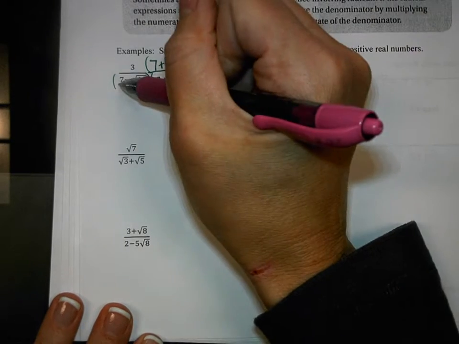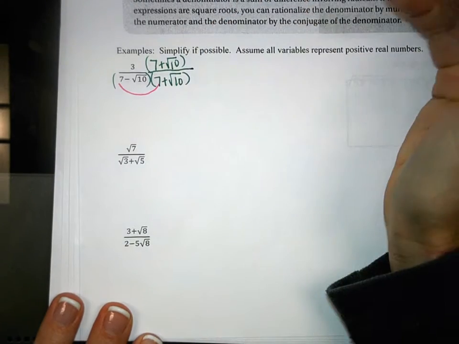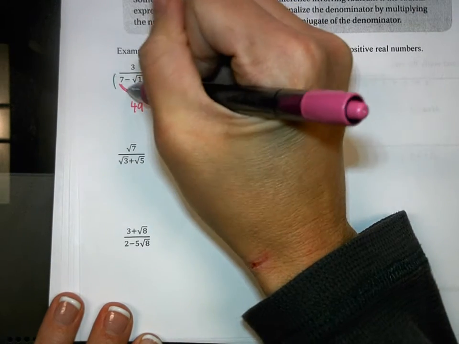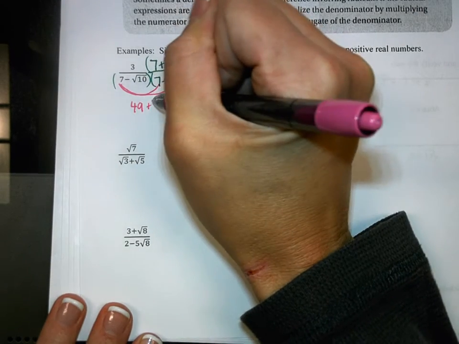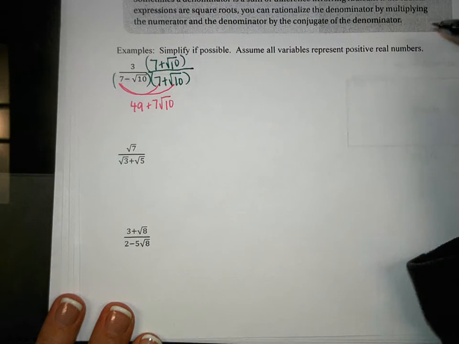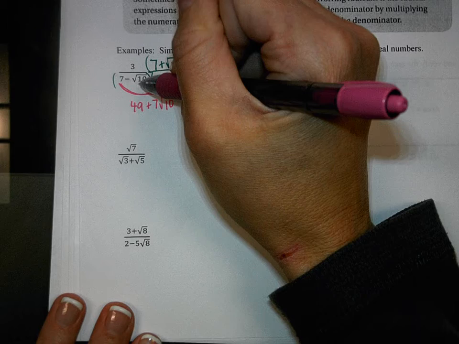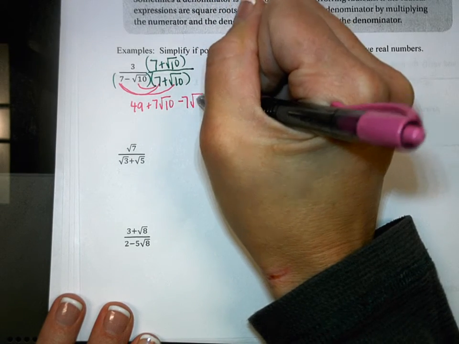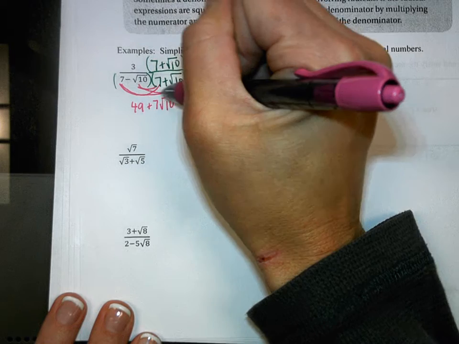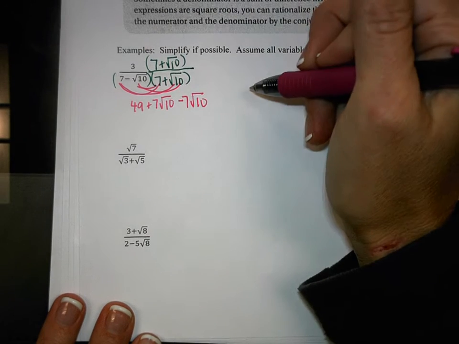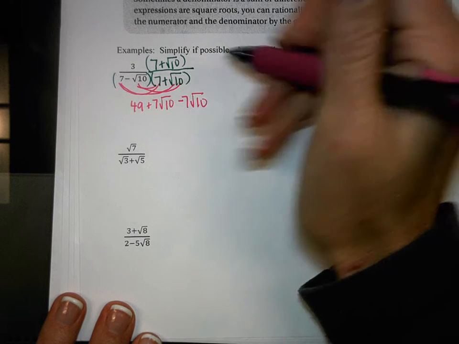And we get 7 times 7 is 49. 7 times root 10 is? Plus 7 root 10. Good. And then we have negative root 10 times 7 is? Negative 7 root 10. Good. And negative root 10 times positive root 10 makes? Negative 10.